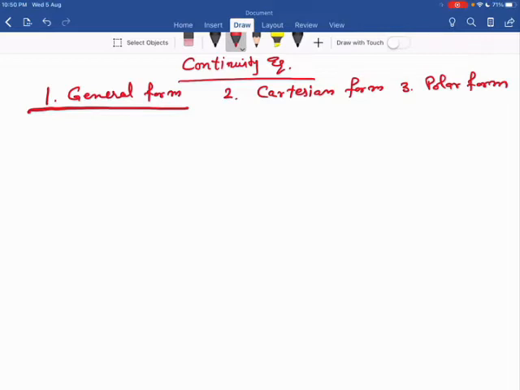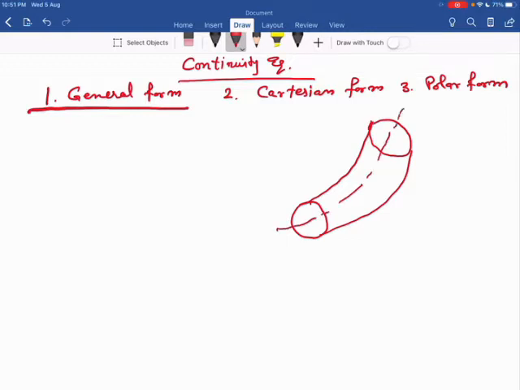So for that I consider one pipe of varying cross section. Now say we have this pipe, its cross section is varying. This is its central axis. So this is section 1 and this is section 2. At section 1, say capital A be the cross sectional area, V be the velocity of flow, and rho be the density of flow, and this is the flow direction.